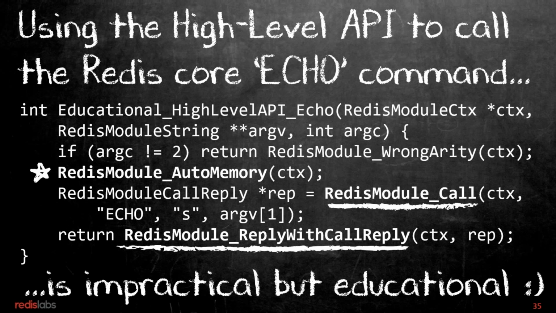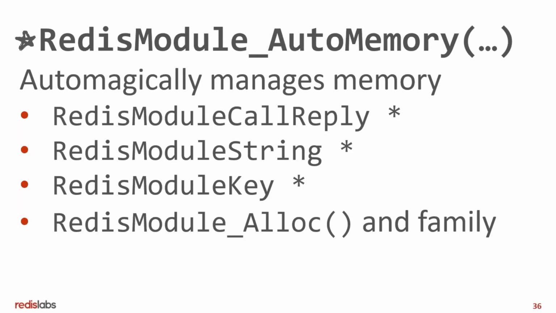About auto memory: once you start doing more complex stuff inside your module, you're going to start opening keys, allocating memory, and so forth. Redis has this auto-magical mechanism that manages memory for you, so you don't have to free stuff like C makes you, and it has a bunch of other calls that you can use to control what you're doing.